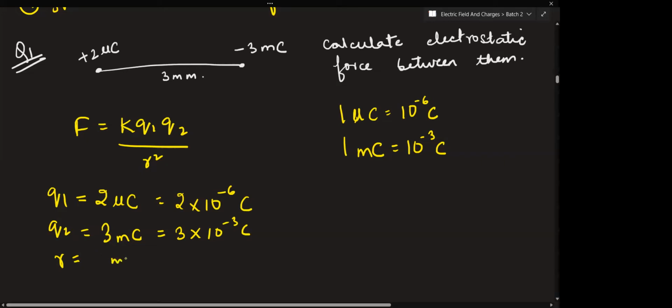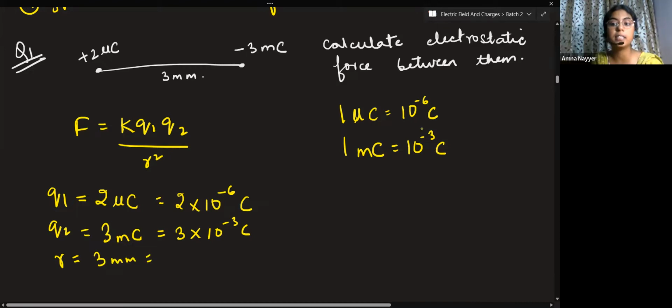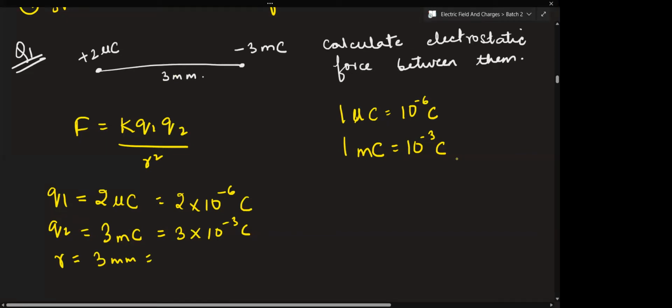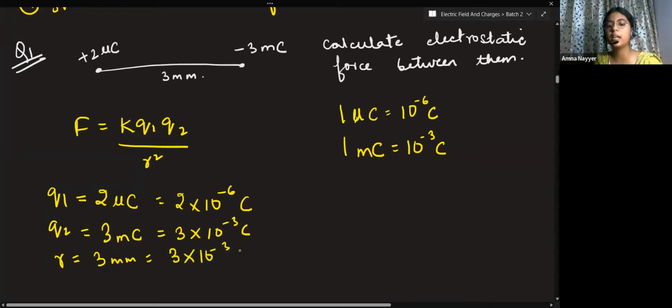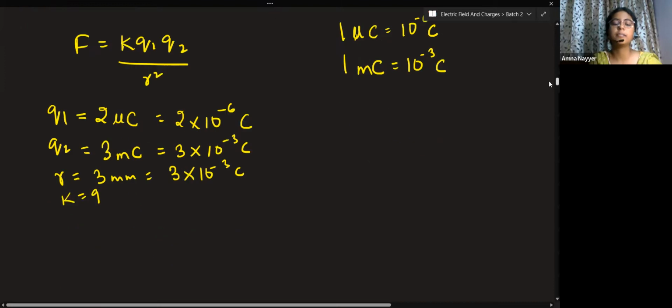3 into 10 raised to minus 3. See, milli. Had it been micro, then I would have used 10 to the power -6. Whenever it is given in milli form, you write 10 to the power -3. So this is also 3 into 10 to the power -3 coulombs. And the value of this K is this constant, 9 into 10 to the power 9.